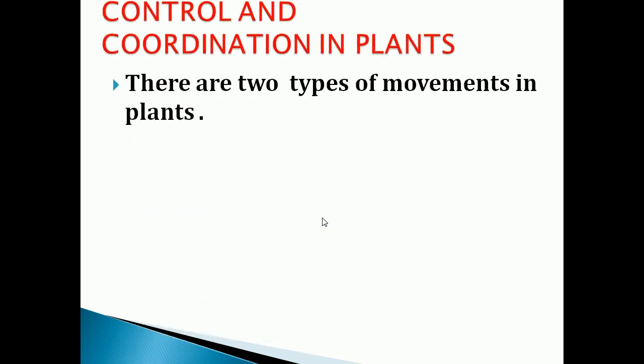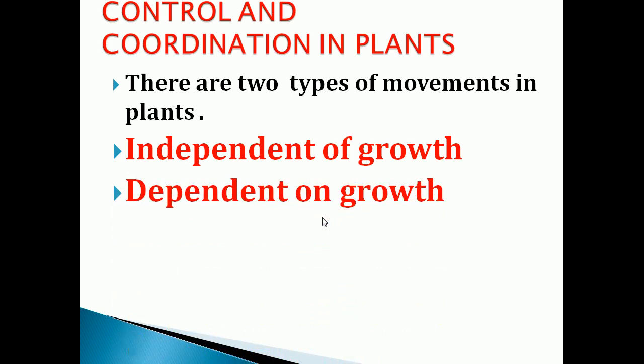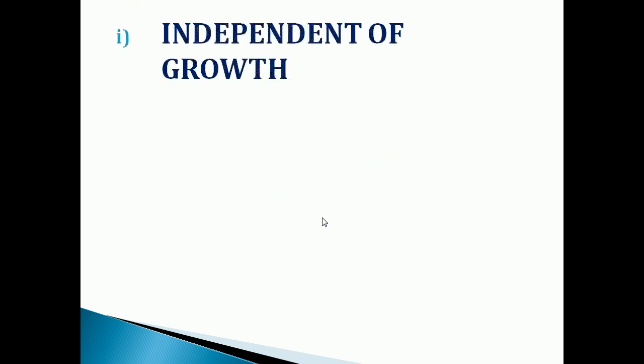There are two types of movement in plants. One movement of the plant is independent of growth, and another movement is dependent on growth. So first we can see the movement of plants that is independent of growth.